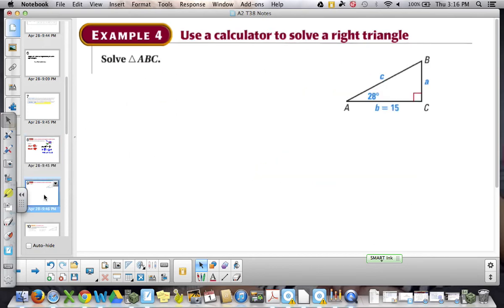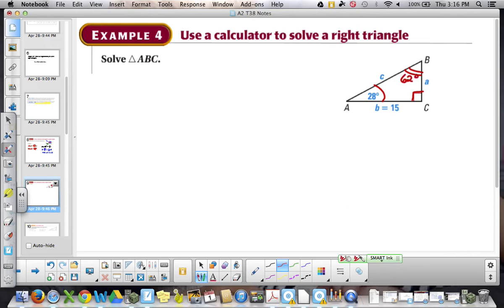All right, so here we want to solve triangle ABC. So we want to find the missing sides and missing angles. Since we know that this angle is 28 degrees, this angle and this angle up here have to add up to 90 since we have a right angle over here. So 90 minus 28 would give us 62 degrees for this missing angle.